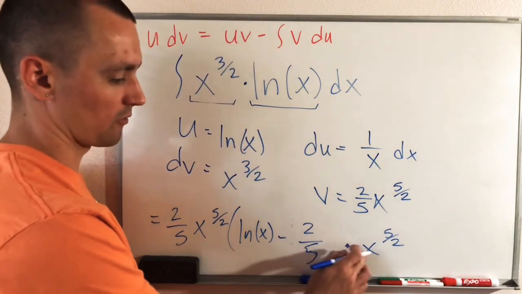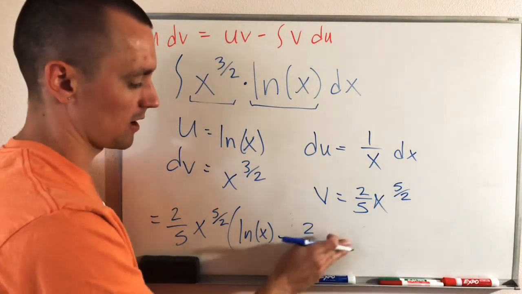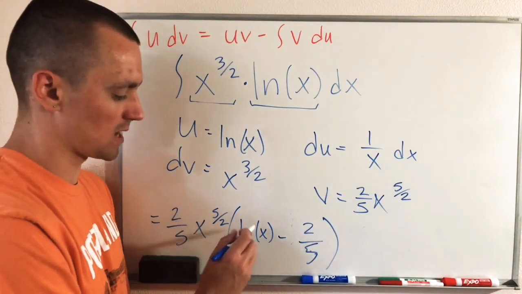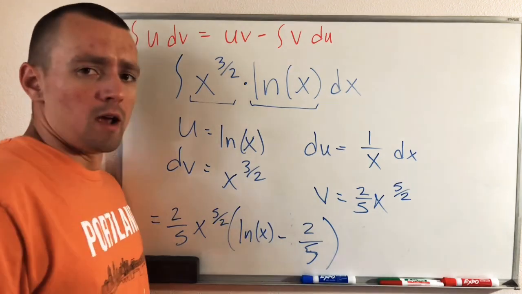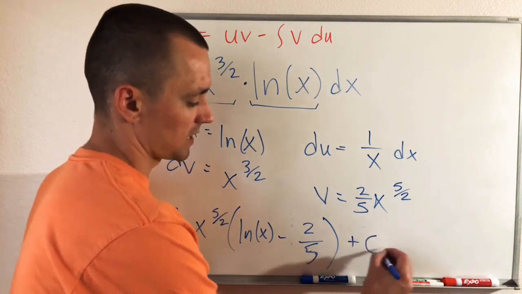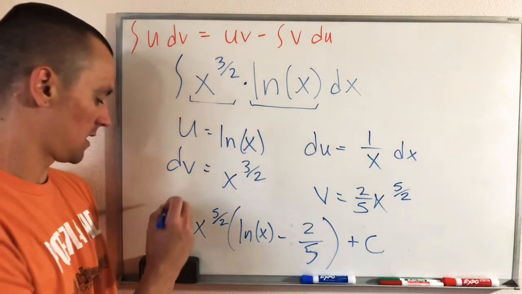So we're left with 2/5 x to the 5/2 times natural log x minus 2/5. And then don't forget, whenever you integrate or find an antiderivative, we also need to add our plus c at the end. And that is it.